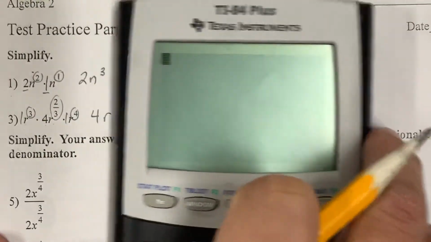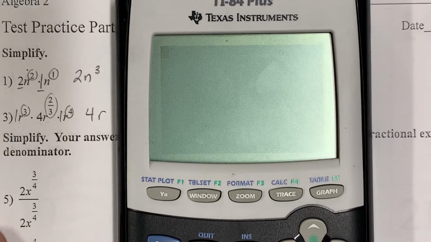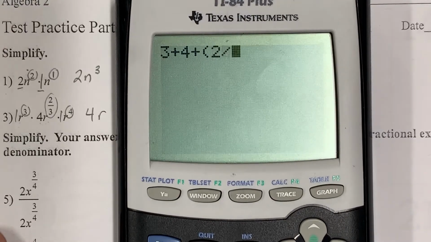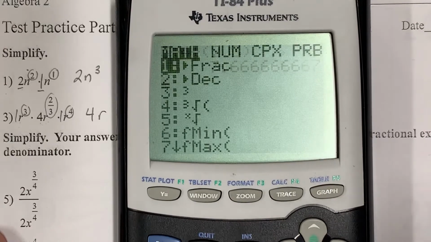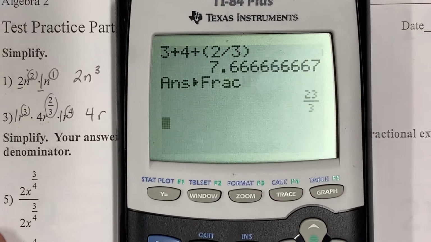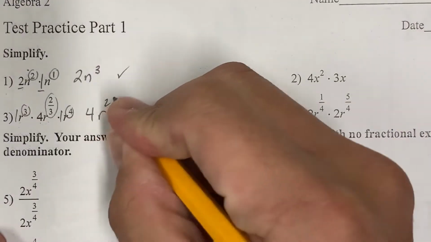So you can do the math frac. You can do the alpha y. So I'm going to do the math frac here: 3 plus 4 plus parenthesis 2 divided by 3, close, enter. It's a decimal, to put it in a fraction, hit the math, enter twice. Thank you. The answer is 23 over 3. So this is 23 over 3.